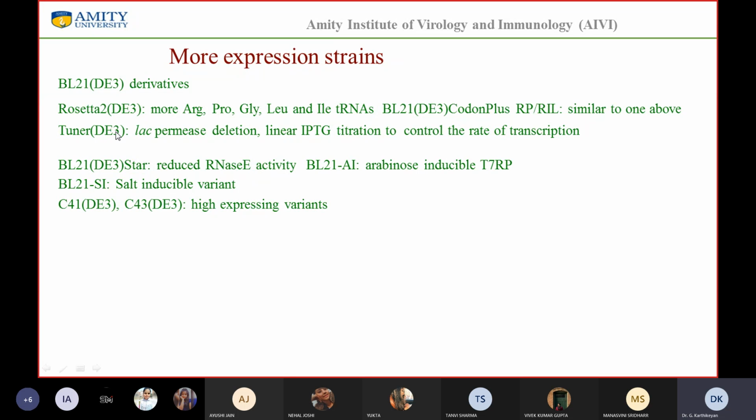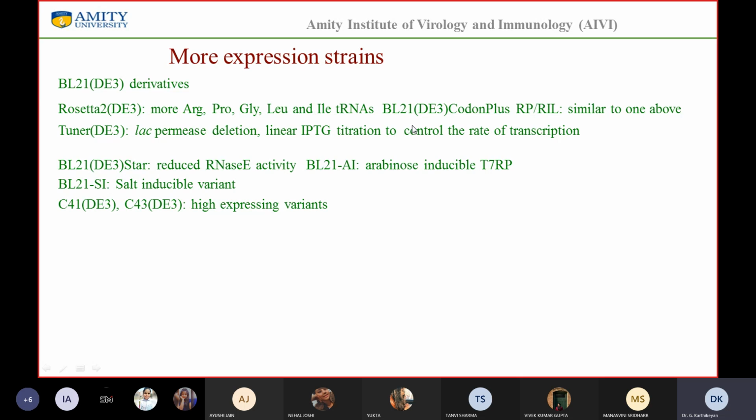You have several strains of BL21. For example, there is a strain called Rosetta. Now, this carries several tRNAs which code for arginine, proline, glycine, leucine, isoleucine, and several others. Then you have another strain called BL21 DE3 codon plus. It carries several additional tRNAs.